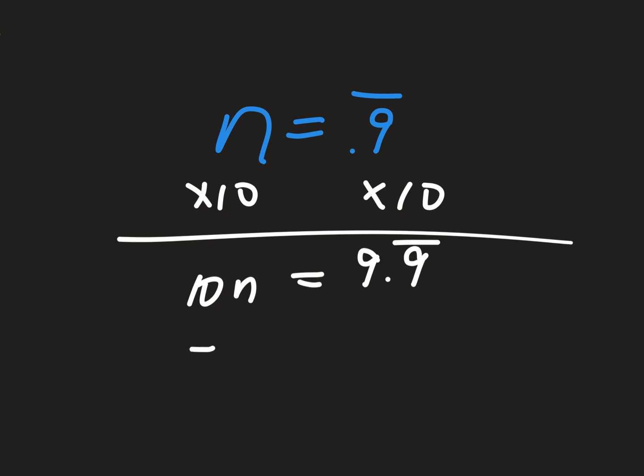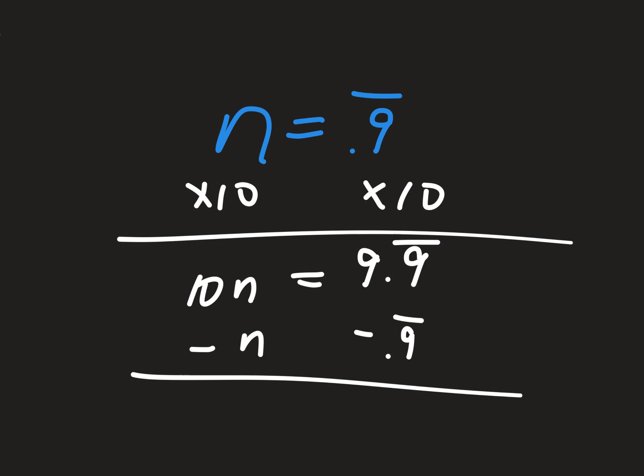n from both sides. But n is 0.9 repeating. They are the exact same thing. So I'm going to just subtract 0.9 repeating from this side and n from that side, because they are the same thing. I defined it at the beginning that n was 0.9 repeating. So if I subtract n from both sides, like I just did, then that's legal.